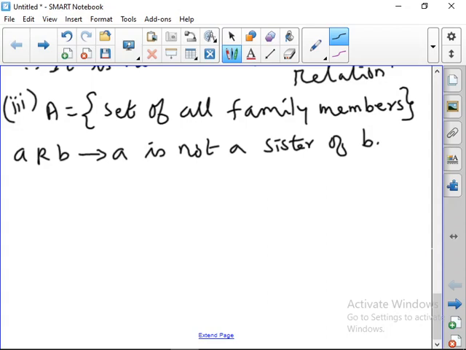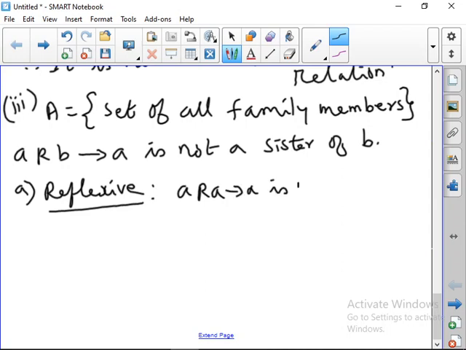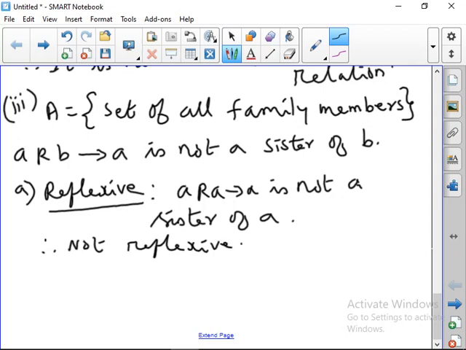So when you take the first one, reflexive. Reflexive, when you take A related to A, means A is not a sister of A. Not a sister of A. A is not a sister of A. So what can we say? Therefore not reflexive. R is not reflexive.